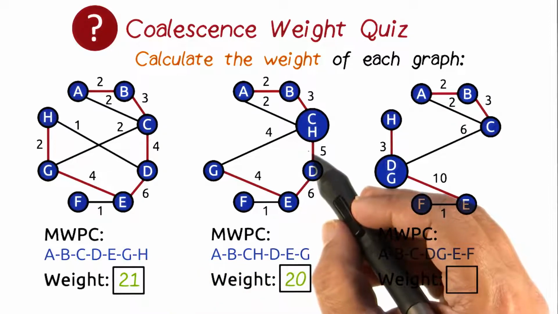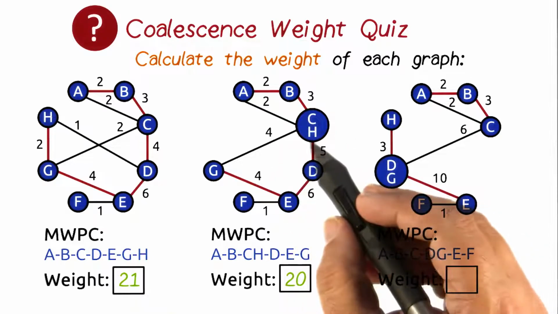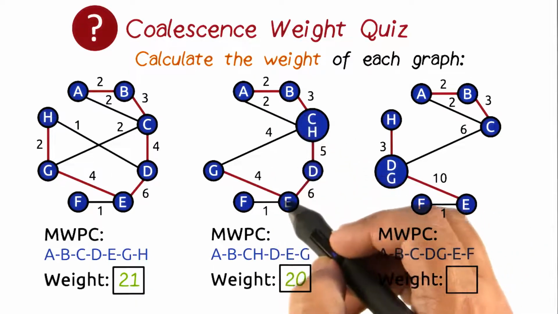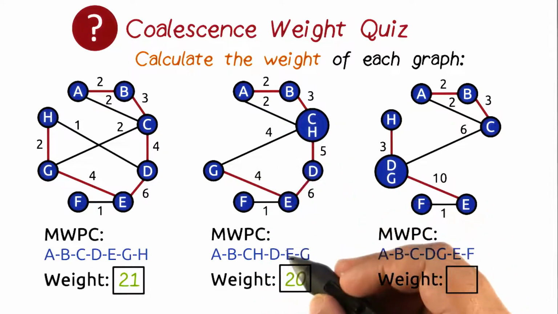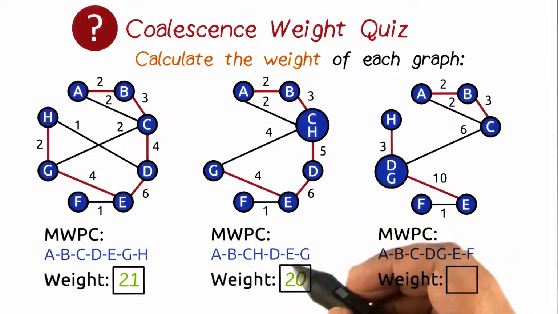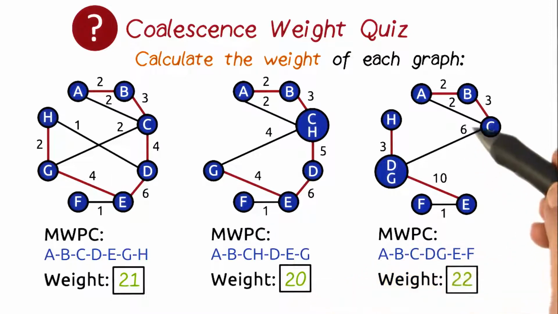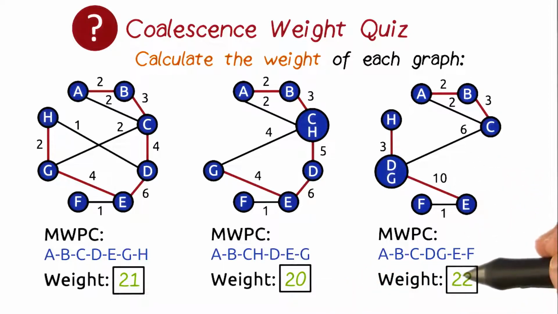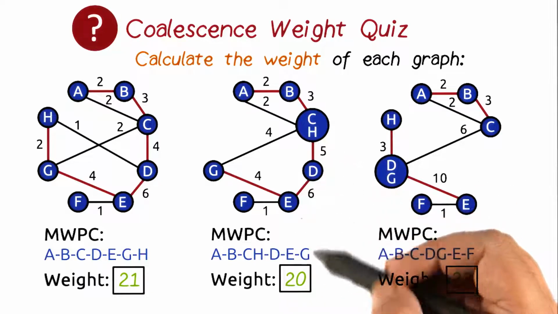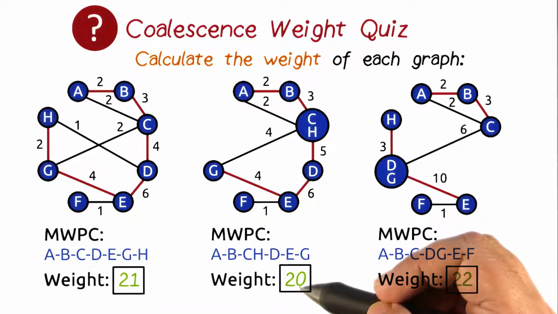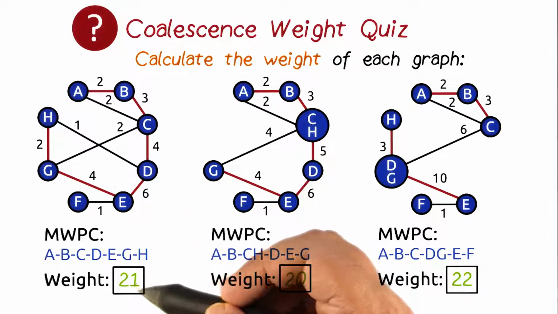So now let's do the MWPC on the coalesced node CH and the corresponding access graph. If you again work through the MWPC, you will see dark red edges being selected, and if you add their frequencies, the total weight that is associated with it is 20. For the last one, the weight of the solution that is produced is 22. For a different type of coalescing, the weight of the solution that is produced has dropped in fact to 20 from the original one, and for the original one the weight is 21.